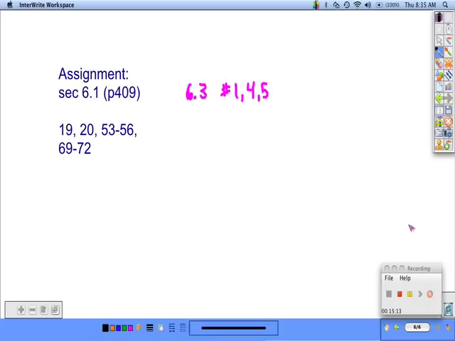Here's the assignment. There's some problems from 6.1, which are all Euler's method problems. And then 6.3, I'm giving you 3 separable differential equations to practice with, because we're going to use those in the next several sections.